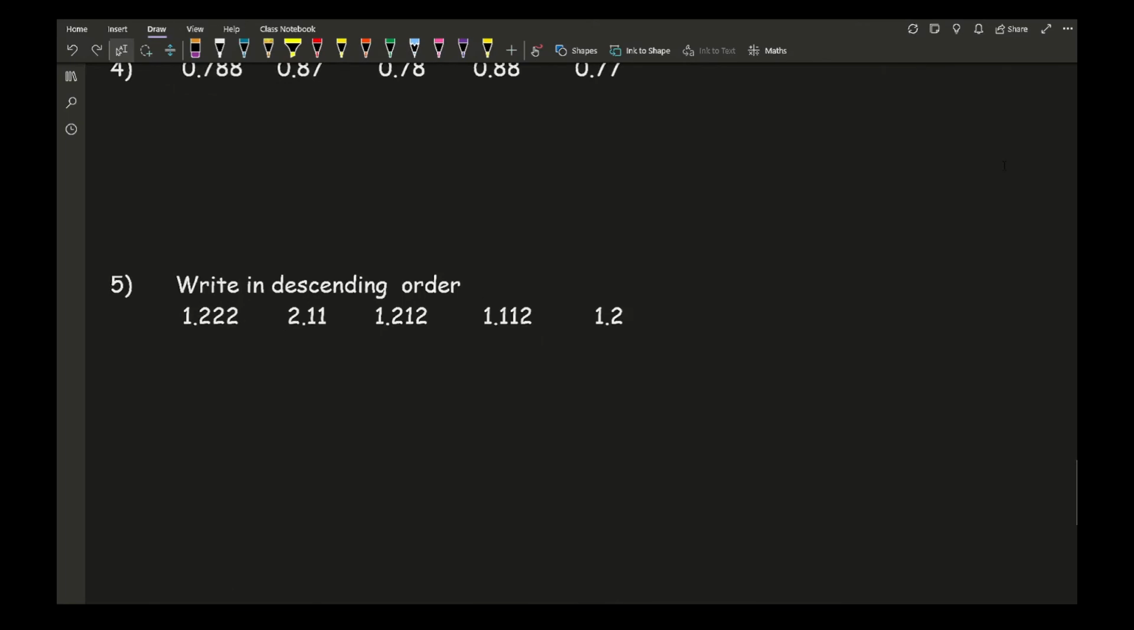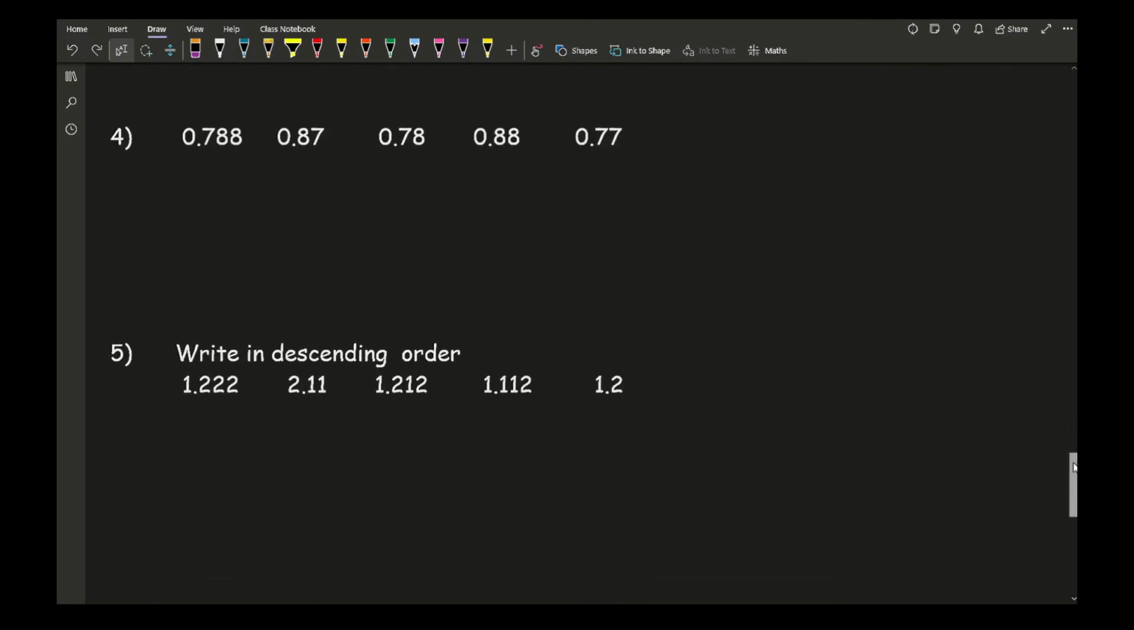And looking at number 4, so again, going to go through this. Now again, it's entirely up to you. As I said, you don't have to do that method. If you can do it in your head, brilliant. So one technique you might want to do is make sure that all the numbers have got 3 digits after the decimal point. So this is 788, this is 870, that's 780, that's 880, and that's 770. Oh, not 777. Bit excited there with the sevens.